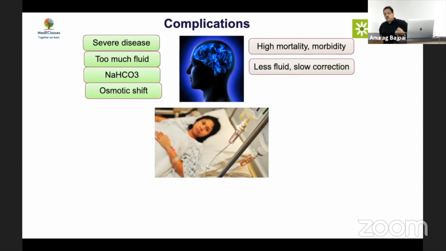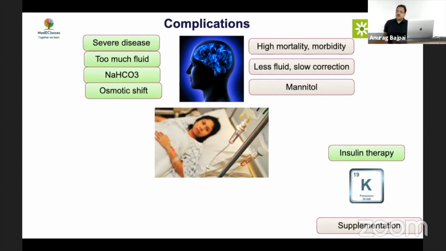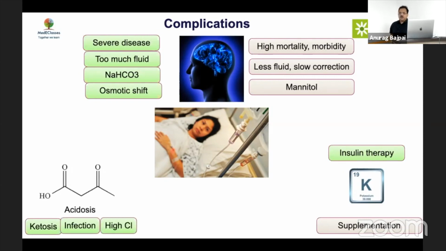Now, what you can do is a slow correction with less fluid, that will improve, or you give mannitol in that situation. Hypokalemia is basically because of insulin therapy, and you give potassium at the right time. The acidosis may be because of ketosis, lactic acidosis or infection, and hyperchloremia. This is very important because once your treatment is continued, you may have persistent metabolic acidosis which is not because of DKA in that setting, and do not give soda bicarbonate at all in that regard.